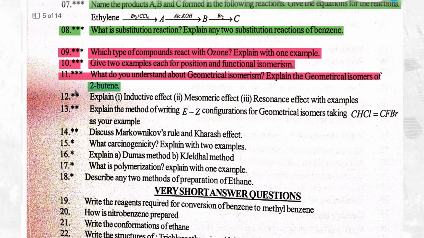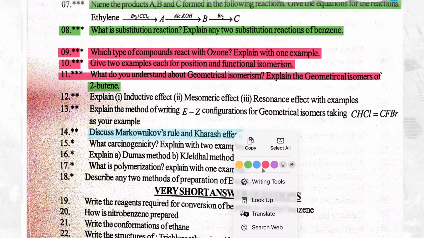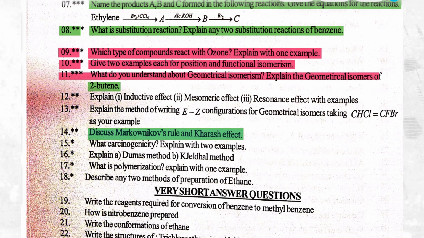Next one, these questions mostly they won't ask, but one more very important one is there. That is the Markovnikov rule. Very important. What is the Markovnikov and anti-Markovnikov rule? Markovnikov rule is already given. The Kharasch effect means the anti-Markovnikov rule. Don't forget this one. This is also an important question.